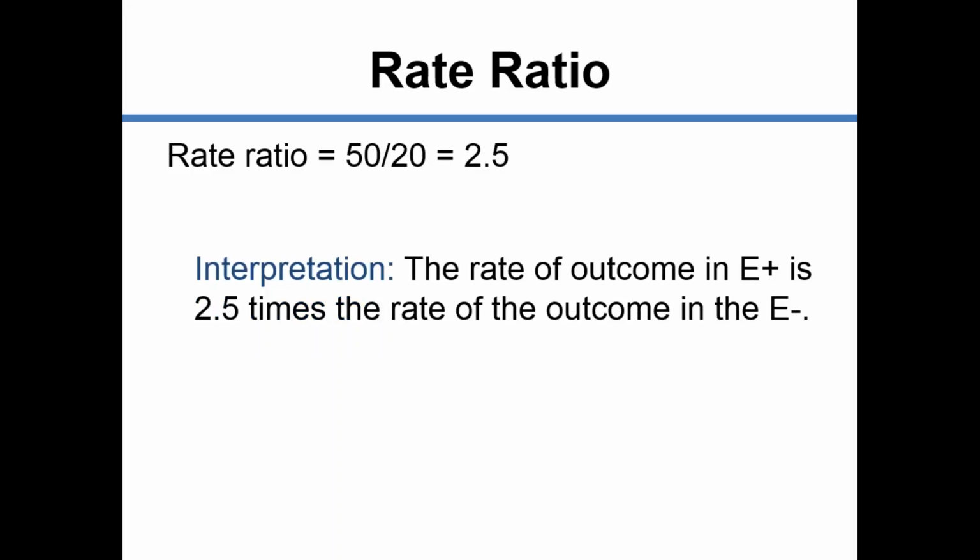So if there's a rate ratio of 2.5, I didn't give you the time units, but they cancel out, so that's why I didn't do that. The rate of outcome is 2.5 times higher in the exposed than the unexposed. Next slide, please.